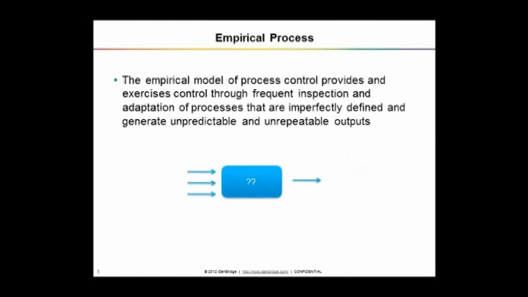The second type of process is the empirical process. These are processes where the process is not well defined. We don't know how the inputs are getting converted into outputs. We don't even know what inputs are needed, and we also don't know the exact output we are looking for. We do have a vision, but we don't know how to reach there.